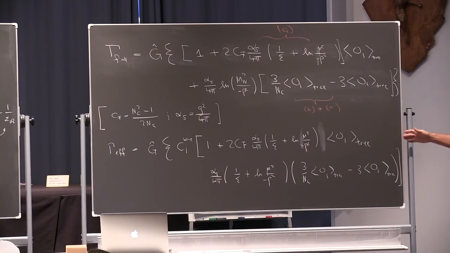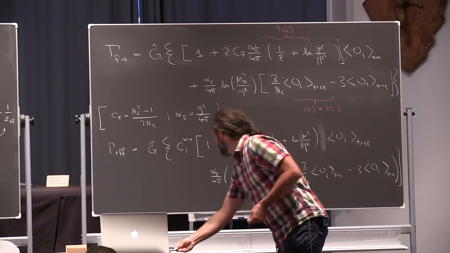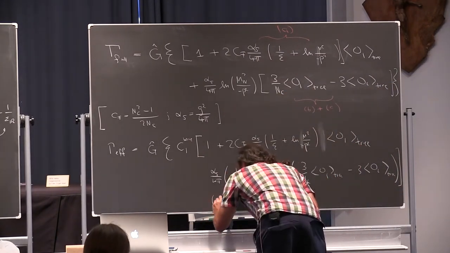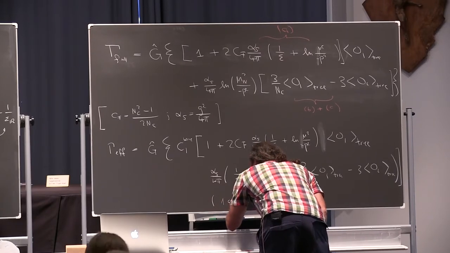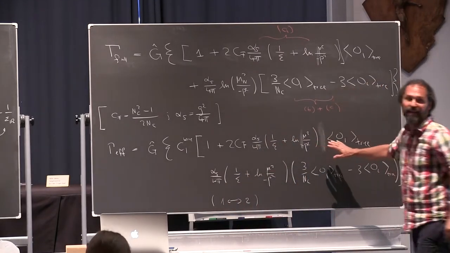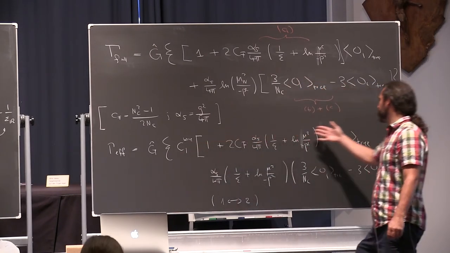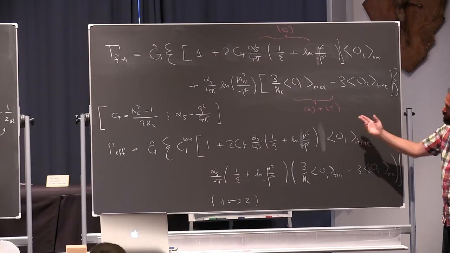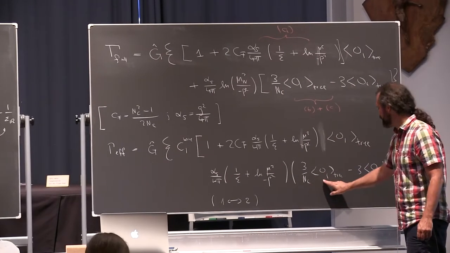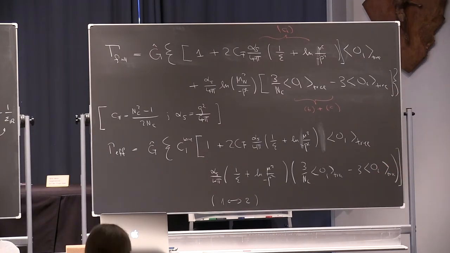So what I've written here, these two lines, this is if you start with the operator O1 and then start computing loop diagrams. But of course, you can also start with the operator O2. And you will also get an expression. And the nice thing is that this contribution you just get by taking this other line and replacing 1 and 2 everywhere, at least in the indices. So there's another contribution. If you start with C2, blah, blah, blah, then you end up with O2 plus this thing, 3 over NC with O2 minus 3, O1. So this is the result.